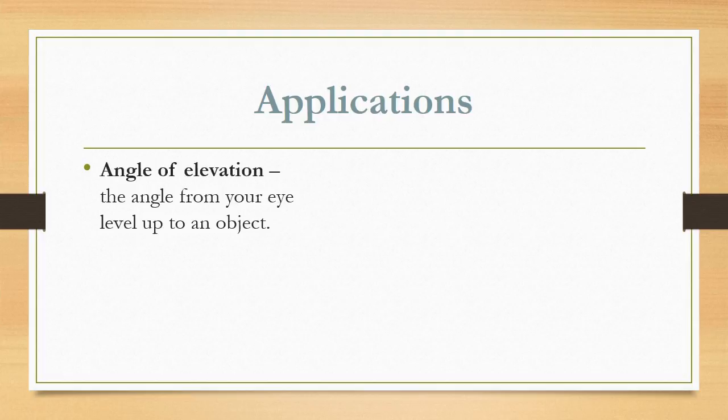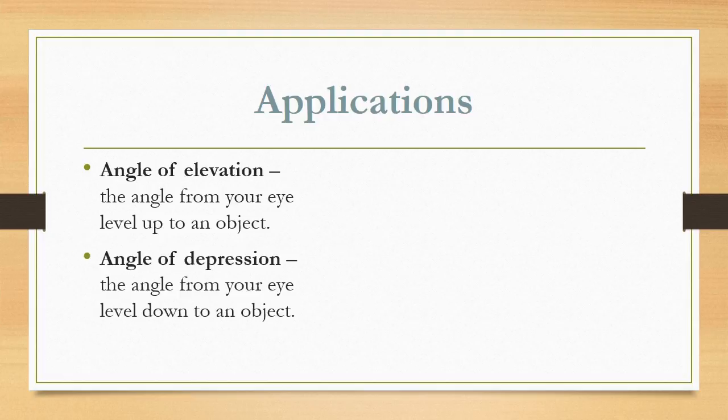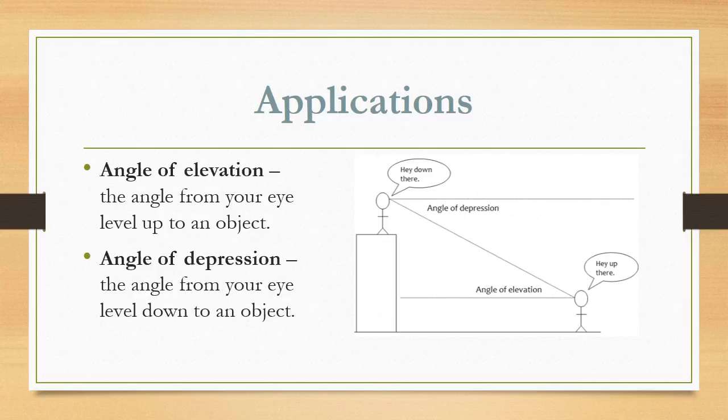Okay, some applications. Angle of elevation is defined as the angle from your eye level up to an object, and the angle of depression is the angle from your eye level down to an object. You see an illustration here. The angle is made by your straight-line eye level, just straight ahead of you, to the object that you're looking up at or down at. So angle of elevation, angle of depression. Notice that the eye lines there are both parallel to each other, which means our angle of elevation and angle of depression for two people looking at each other, like in this arrangement, are actually going to be the same.